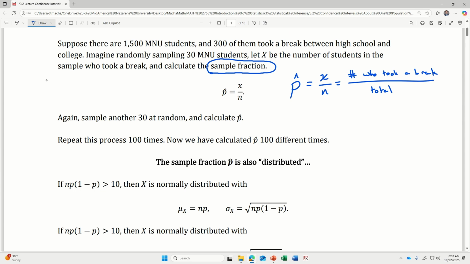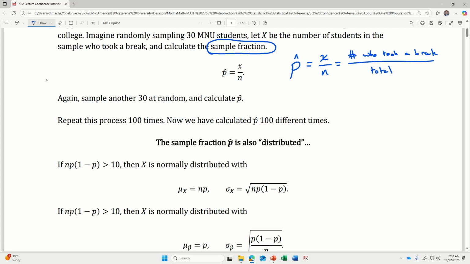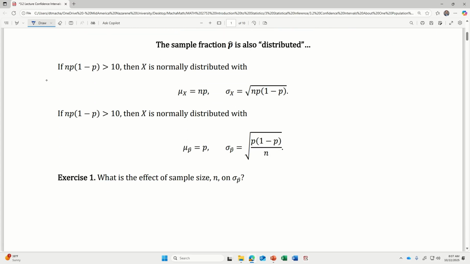So the x in this, the number of students who find their way into our sample who have taken a break, this is going to be a binomial distribution. But we also talked about yesterday how the binomial distribution is really well approximated by the normal distribution whenever the variance is greater than 10.